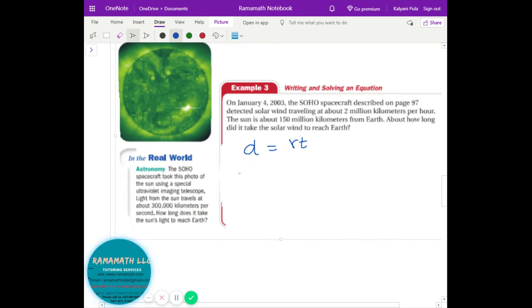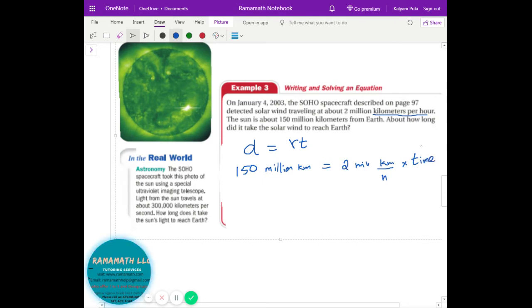Now the distance given is the sun is about 150 million kilometers from the Earth. So it's 150 million kilometers. The rate is 2 million kilometers per hour. Whenever you see a rate, it has to be per hour, per second, like that. We are taking the millions, so you can leave that. So 2 million kilometers per hour. Okay, and then we are going to find out the time.